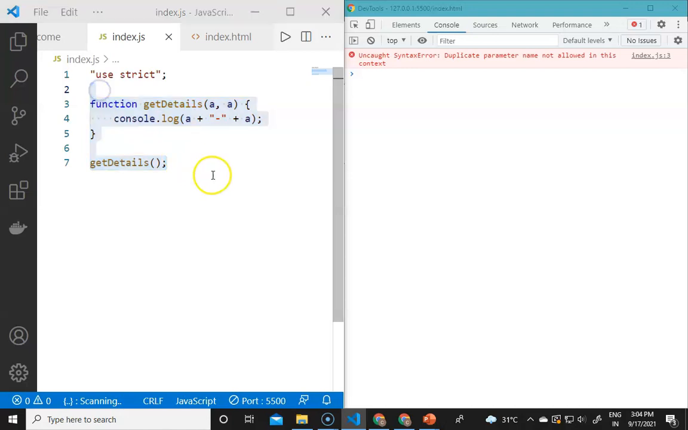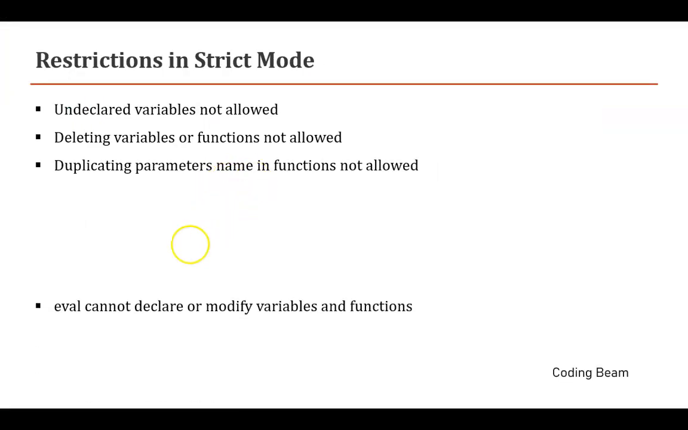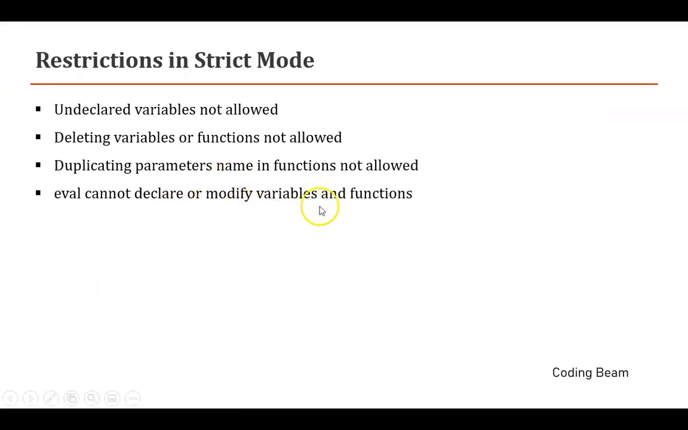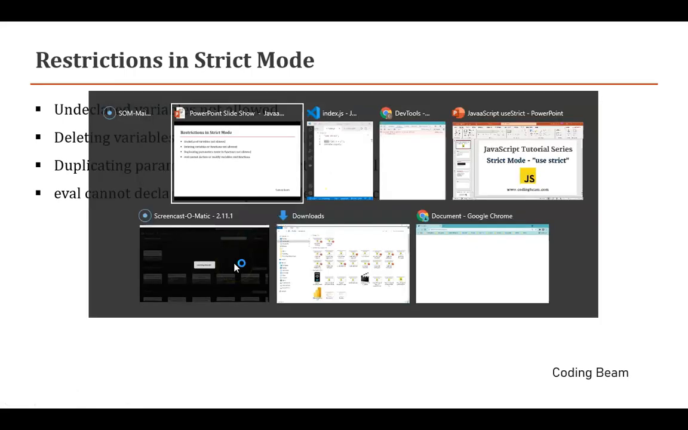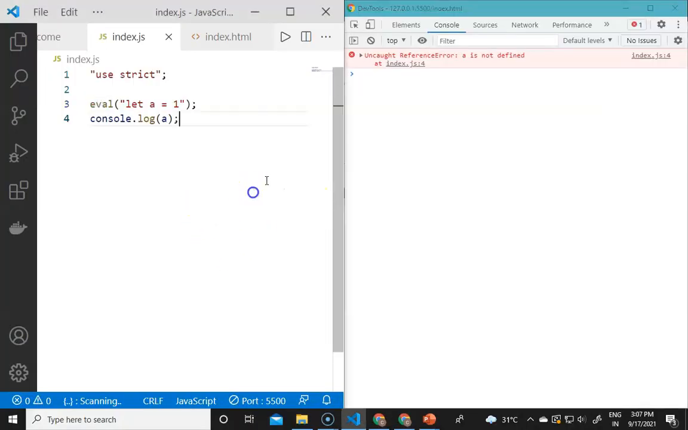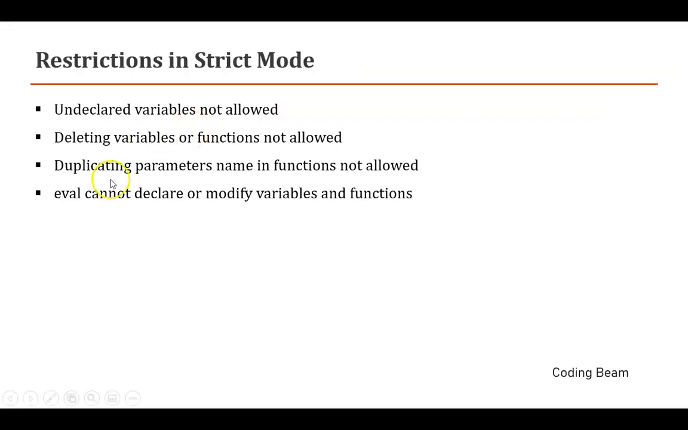So these are not allowed in the strict mode. Again, eval cannot declare or modify variables and functions in JavaScript in the strict mode. If I now go to Visual Studio Code, you will see here we have "use strict", and then the eval function, which is declaring a new variable, let a equals 1, and we are console.logging a. Then you will see a reference error that a is not defined, because in JavaScript in the strict mode, eval cannot declare or modify any variables and functions.